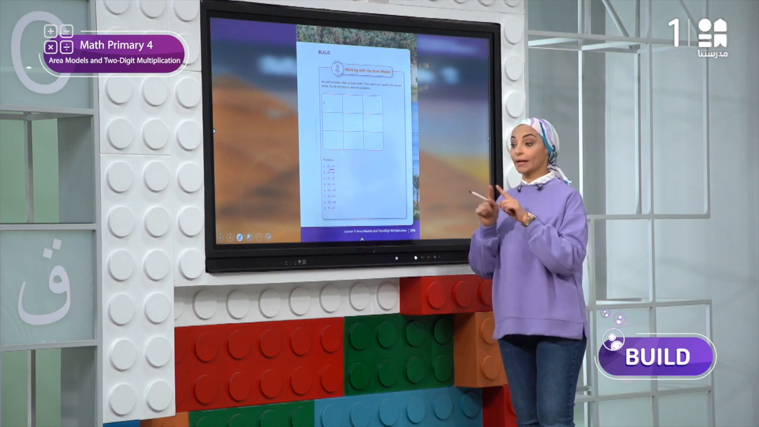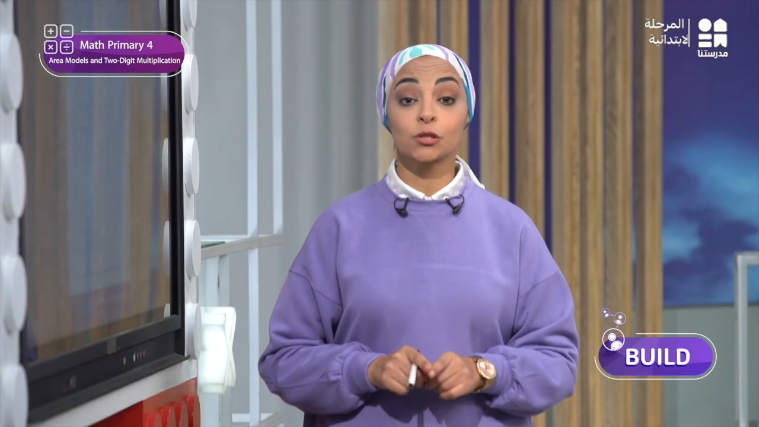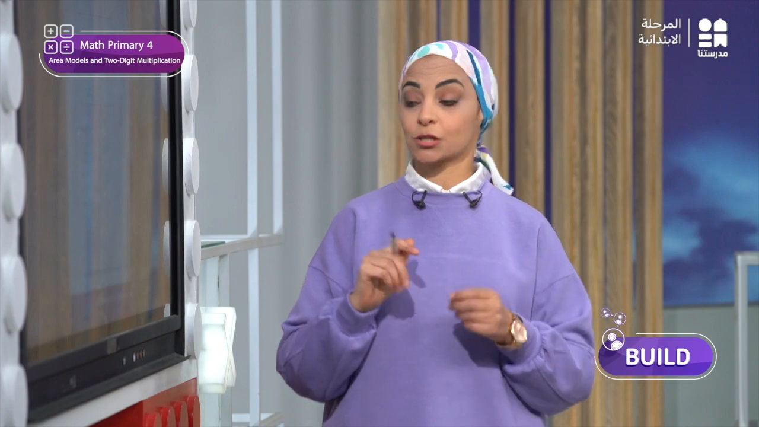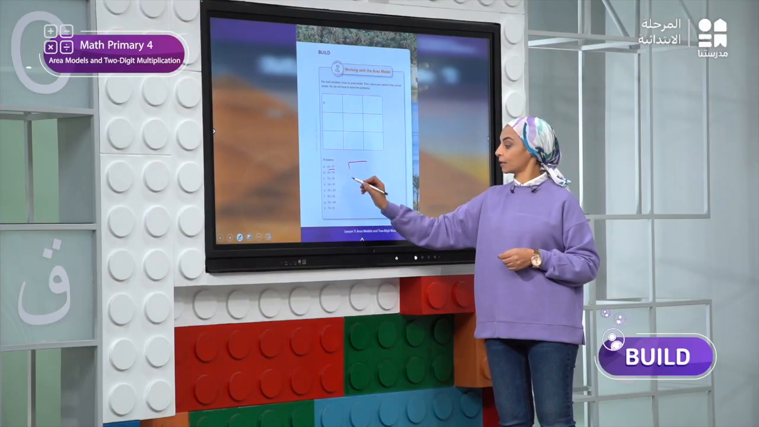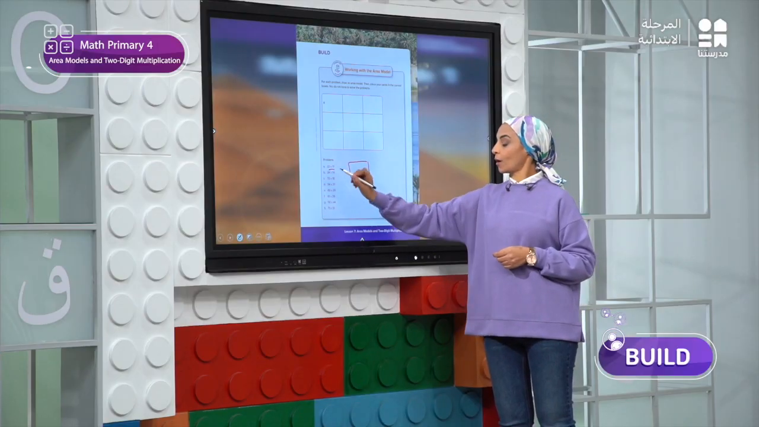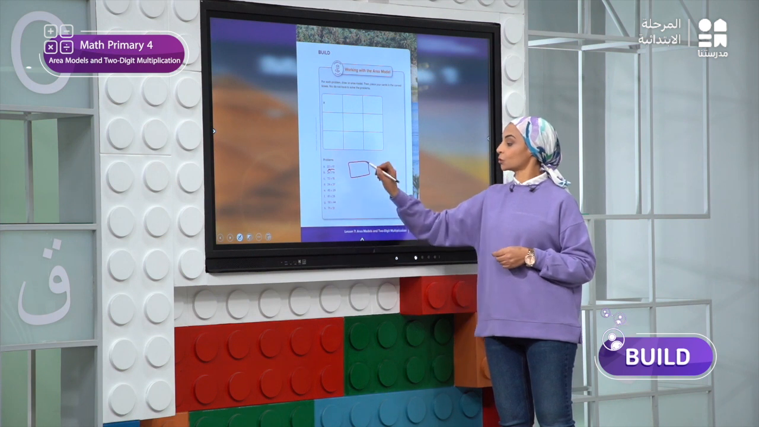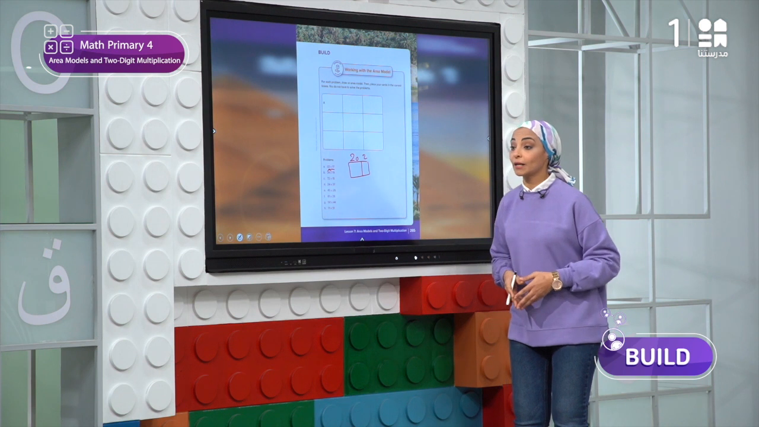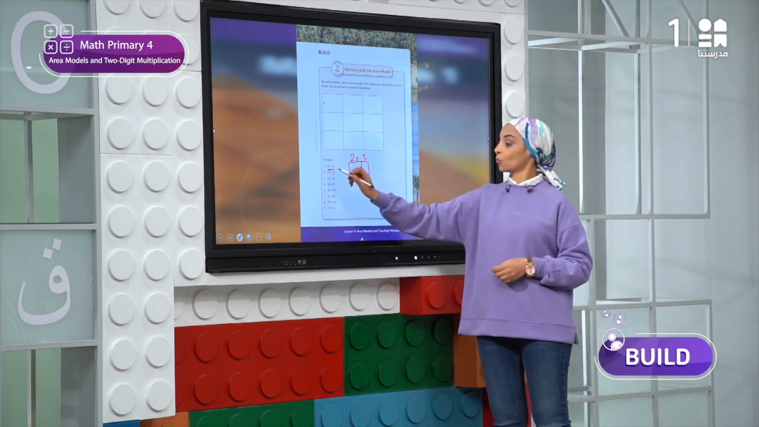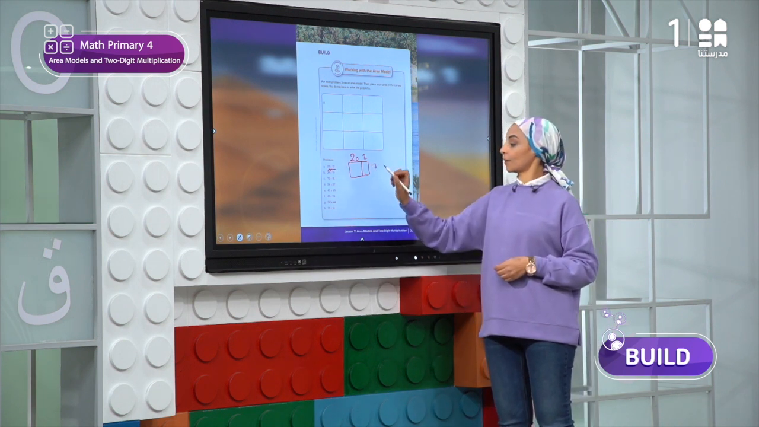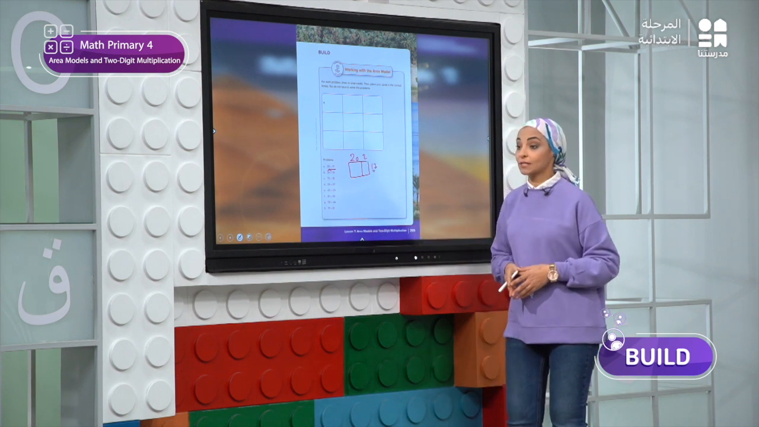We will draw a rectangle and decompose 22 into 20 and 2. Let's do it. I will draw my rectangle and decompose 22 into 20 plus 2. And then what will I do? Yes, my width will be 17. So I decomposed 22 into 20 plus 2, and my width is 17.